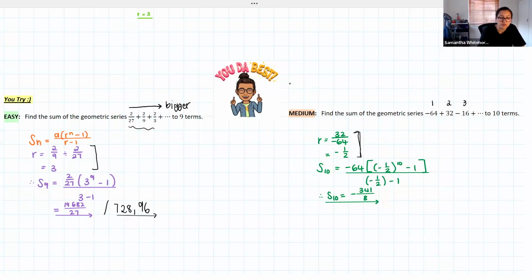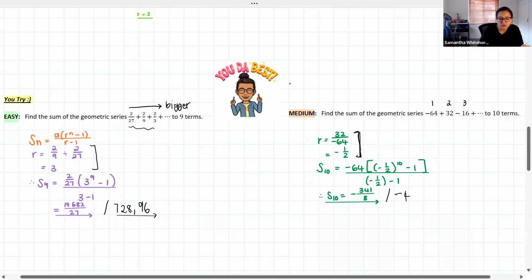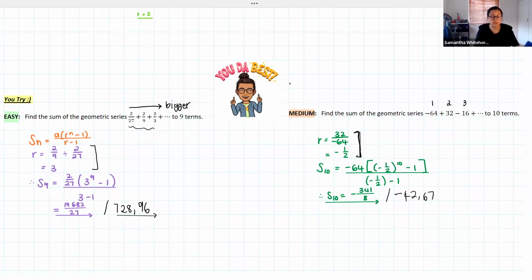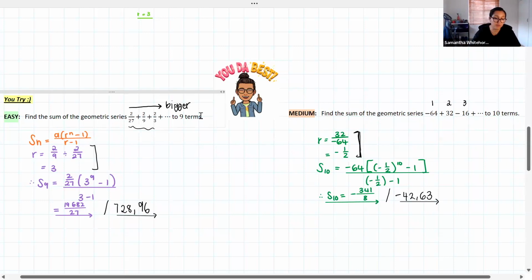Your R, or your constant ratio, is a negative value. When it alternates negative, positive, your R is going to be negative for the reasons I explained earlier. And then we substitute in. Now this -341/8 is -42.67. Let me just double check that decimal. -42.63, I do apologize. Again, both of them absolutely fine. Decimal, fraction, whatever, it's completely up to you. Both are correct. You'll get both.